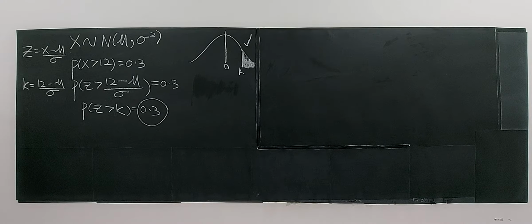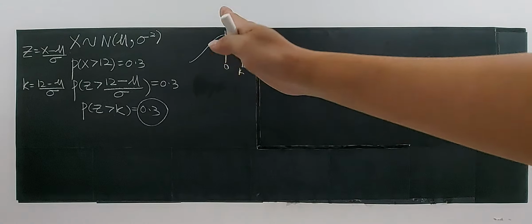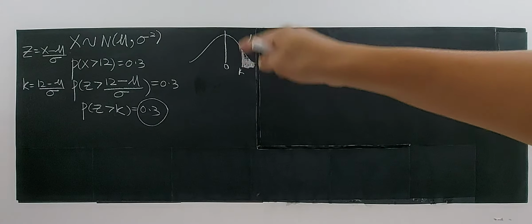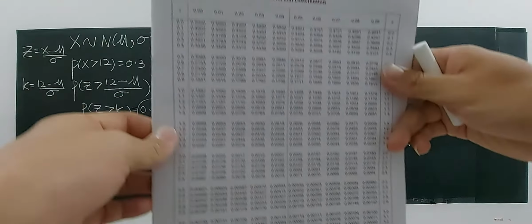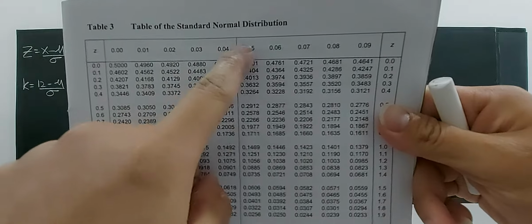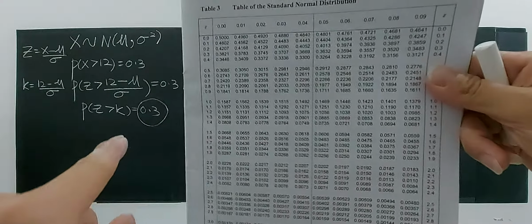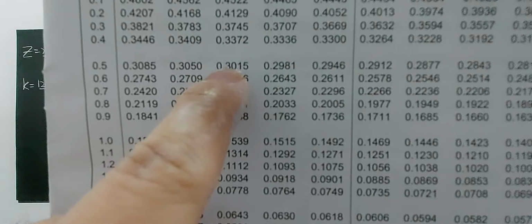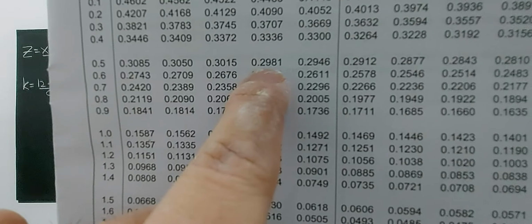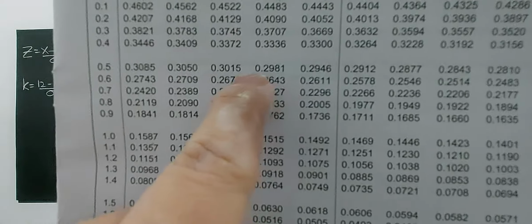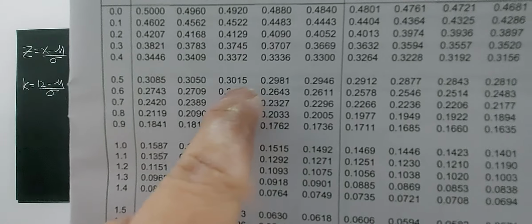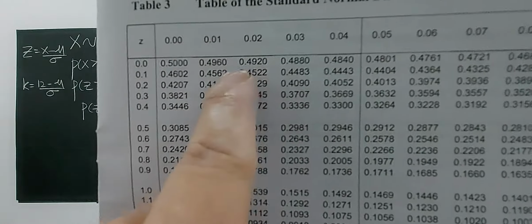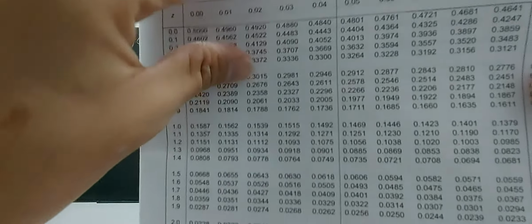Now we know that it's already on the upper tail. So if it's on the upper tail, we can straight away use table 3, the table of standard normal distribution. You see 0.3, but there is no value of 0.3 here. If you observe carefully, this is 0.3015 and this is 0.2981. You should not round off if possible. We try to avoid rounding off, because for example this one can become 0.3 and this one also can become 0.3, so there are two choices.